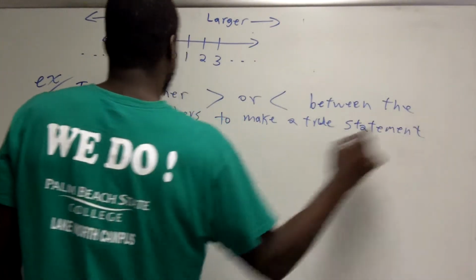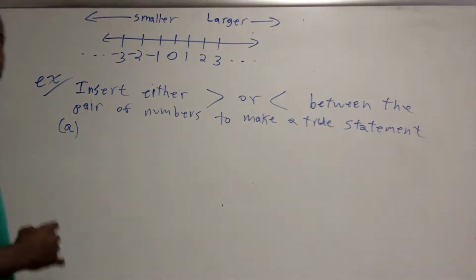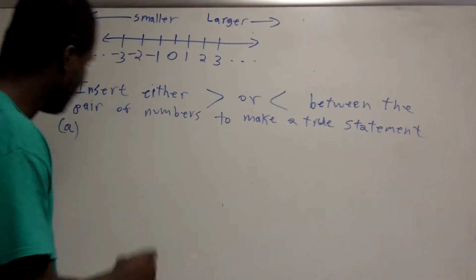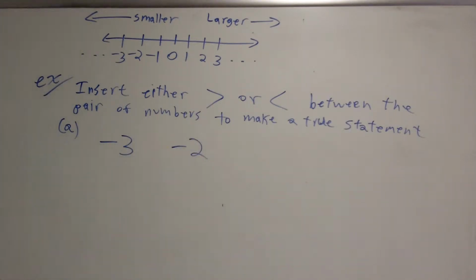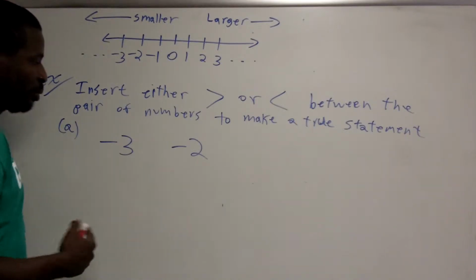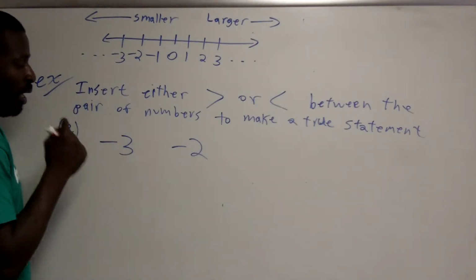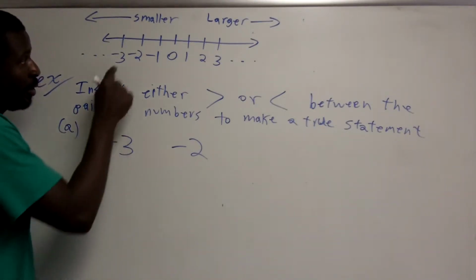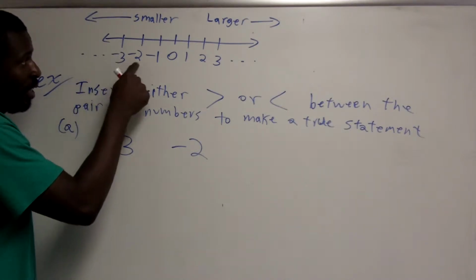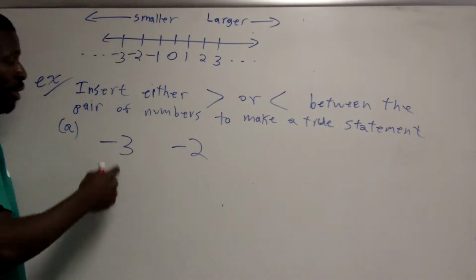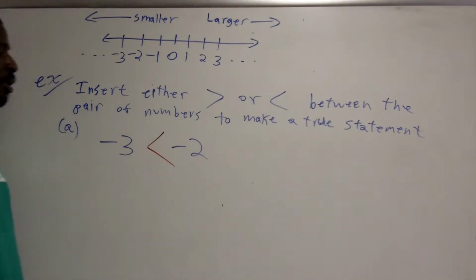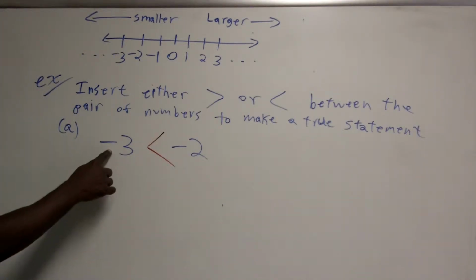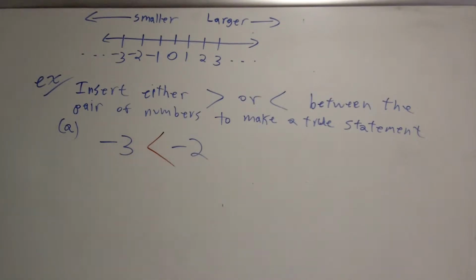Okay, so let's start off with this set of numbers here. The first set of numbers, let's look at -3 and -2. Now the symbol, either less than or greater than, that you put should make a true statement. So looking at the number line, -3 is to the left of -2, making it the smaller number. So -3 is the smaller number. This symbol always points at the smaller number. So this reads -3 is less than -2.